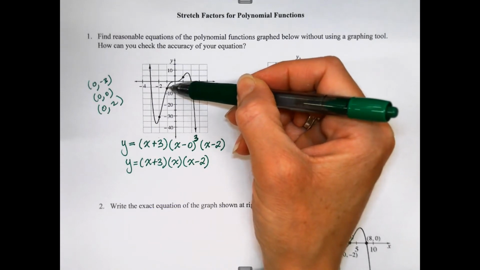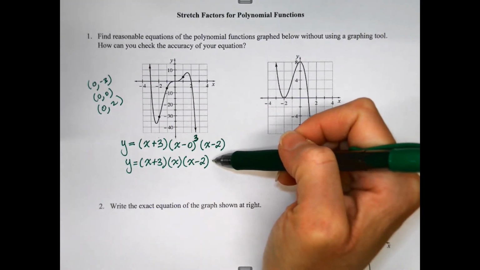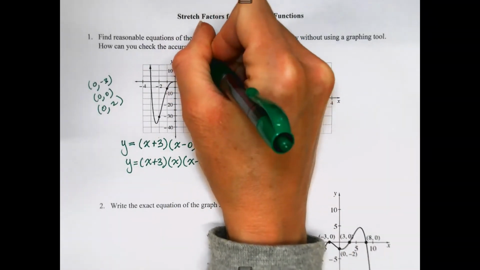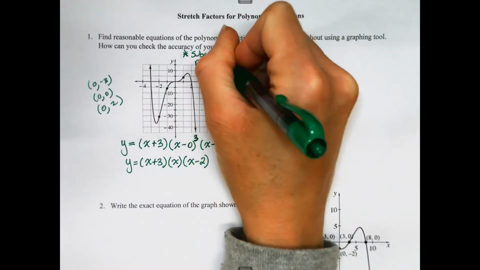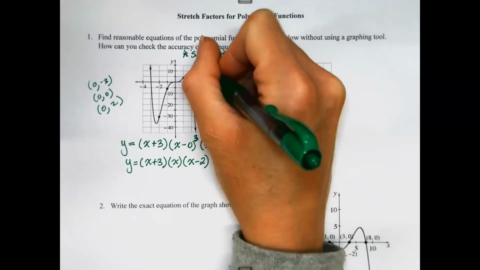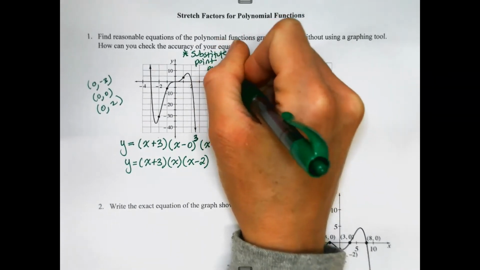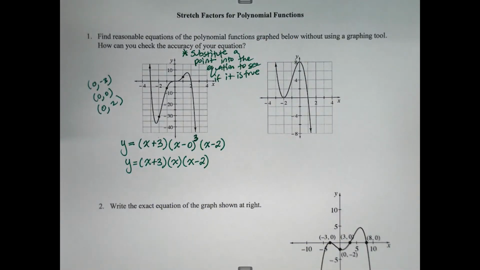And we need to determine, is this equation a good fit? So one way to check the accuracy of your equation is to substitute a point into the equation you found to see if it is true. If we were to substitute a point in and it ends up being a true statement, then that tells us that our equation is an accurate representation of our graph.